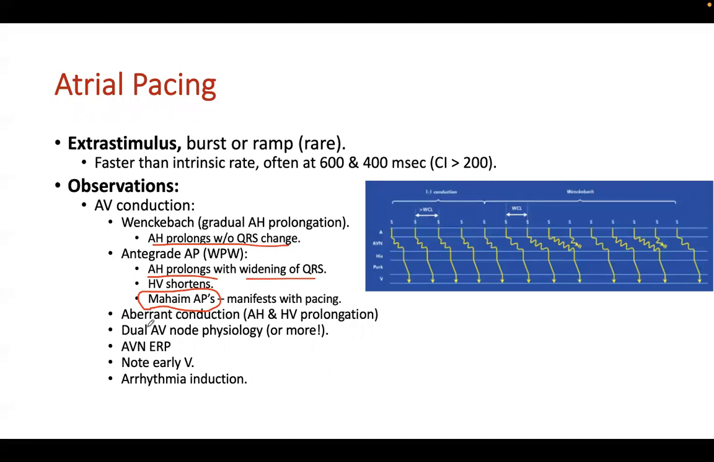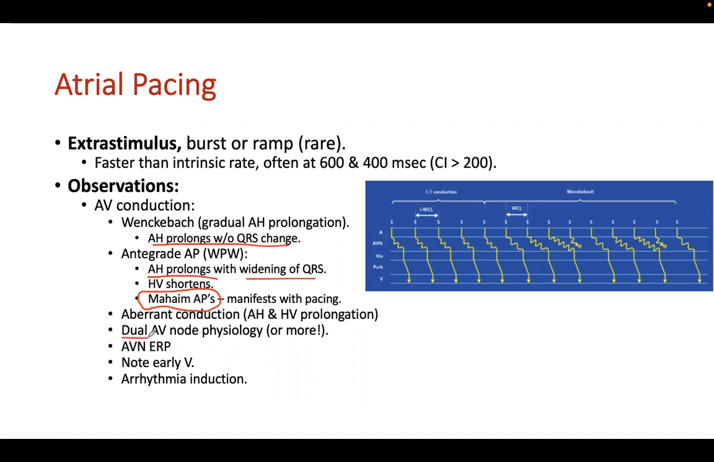Sometimes when you pace faster, you develop aberrant conduction. Meaning your AH prolongs, but your HV also prolongs. When your HV prolongs, this means you're aberrantly conducting down the His-Purkinje system, and you'll get a right bundle or left bundle. This is how you tell: if you see widening of the QRS, you ask yourself, is it WPW or is it aberrancy? You see the HV short, WPW with delta appearance. HV prolonged with typical right bundle morphology or left bundle morphology, this is aberrant conduction. Okay, guys? Question?